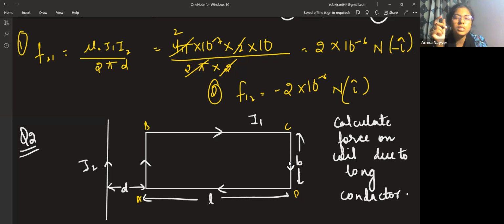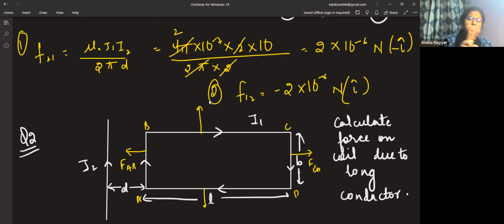When we talk about the sides BC and AD, here when we calculate the direction of force, this will be attracting, right? Both directions are the same. This force is FAB. When I talk about CD, this one is in the downward direction and that one is in the upward direction, so both of them will be repelling each other. This will be the direction. Similarly, this will be upwards and this downwards, so they'll cancel. This is of no need to us. We just need FAB and FCD.